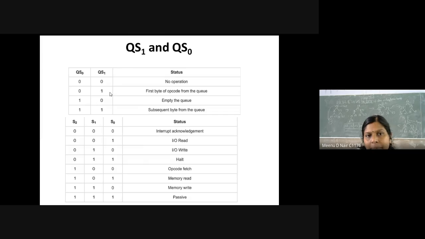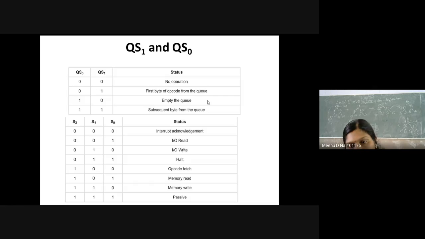So there are some conditions. If QS1 and QS0 are both 0, 0, there is no operation in the processor. If it is 0, 1, first byte of opcode from the queue. If it is 1, 0, you have to empty the instruction queue. Okay, this is about the instruction queue. You have to empty the queue. Then 1, 1, subsequent bytes from the queue.